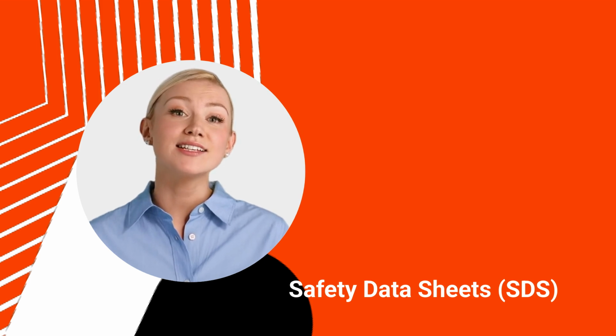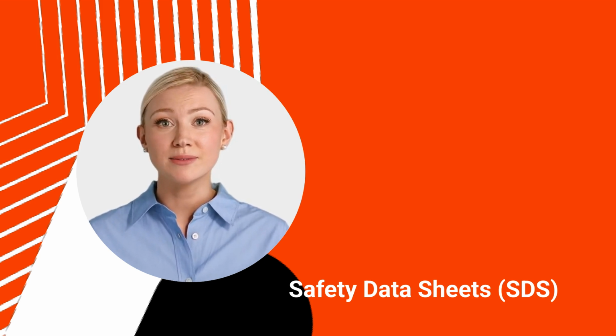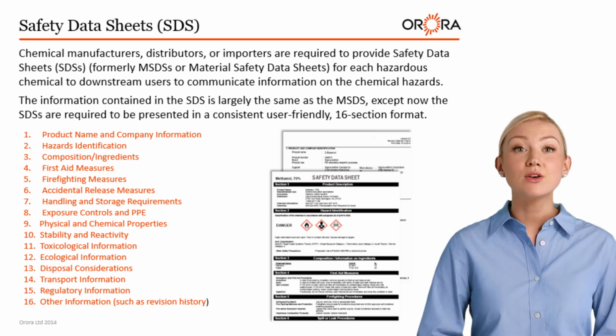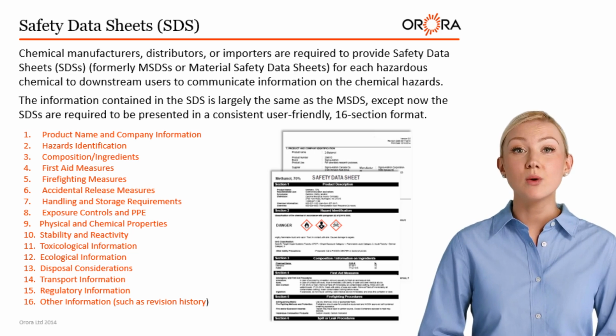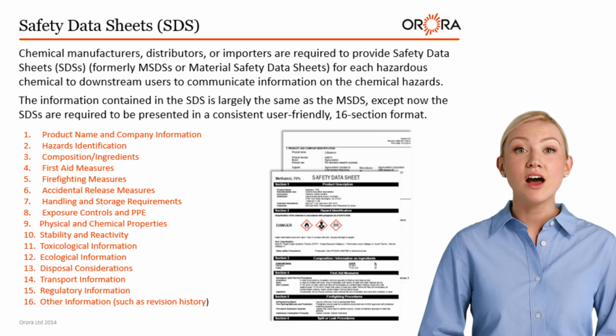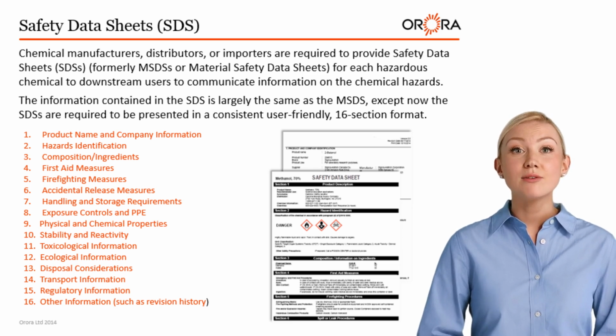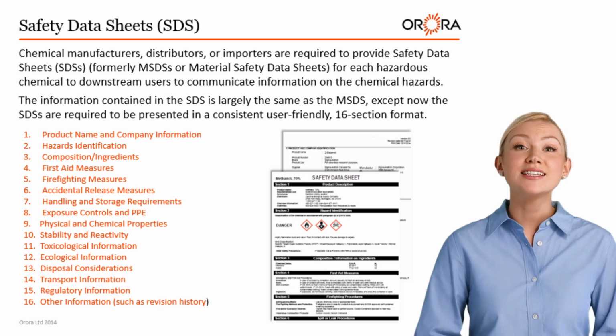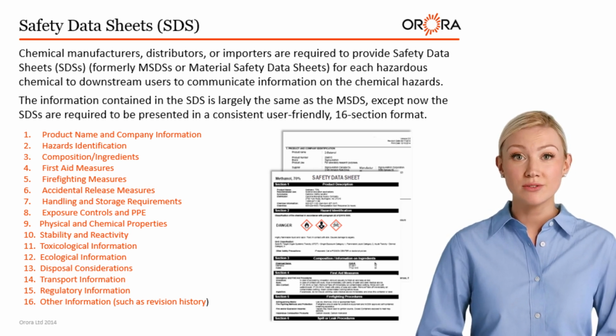Now, let's discuss Safety Data Sheets, or SDS. Chemical manufacturers, distributors, or importers are required to provide safety data sheets, SDSs, formerly MSDS or material safety data sheets, for each hazardous chemical to downstream users to communicate information on the chemical hazards. The information contained in the SDS is largely the same as the MSDS, except now the SDSs are required to be presented in a consistent, user-friendly 16-section format.